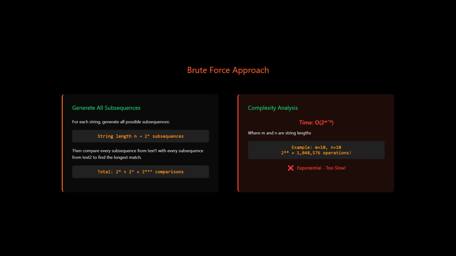For a string of length n, there are 2 to the power of n possible subsequences. So for two strings of length m and n, we'd have 2 to the power of m times 2 to the power of n subsequences to check, which gives us exponential time complexity. This is clearly not feasible for larger inputs, which is why we need a more efficient approach using dynamic programming.